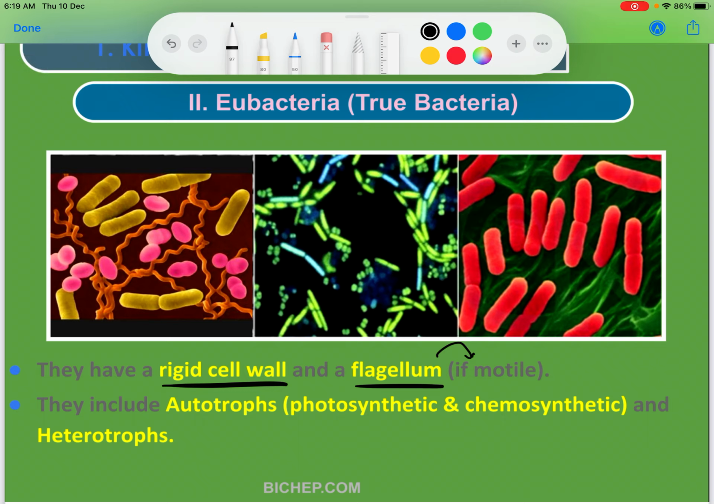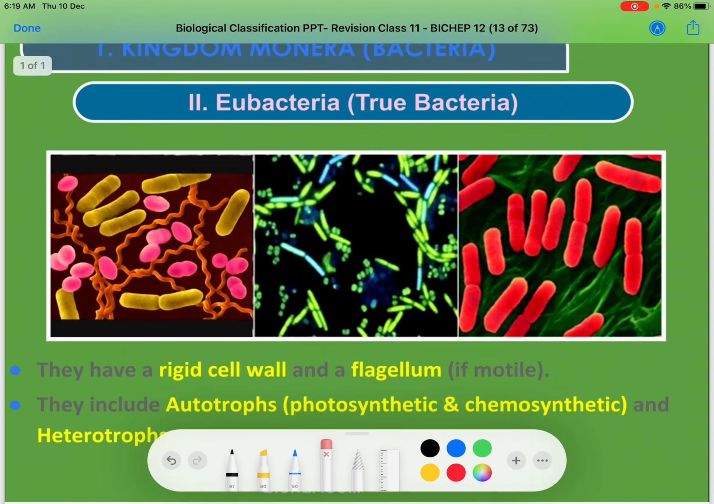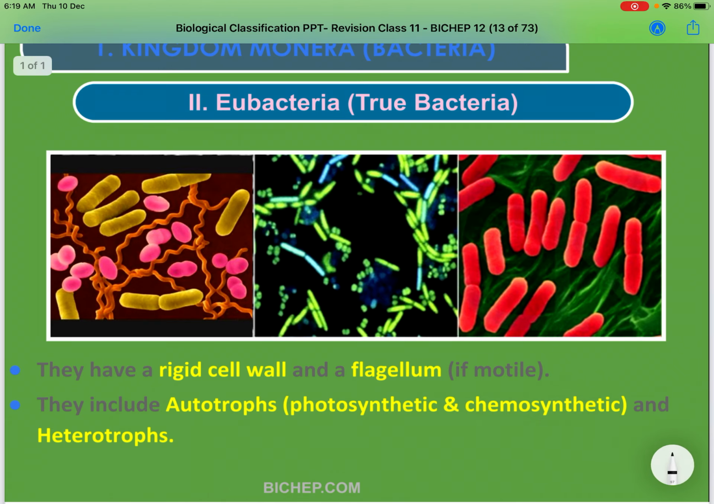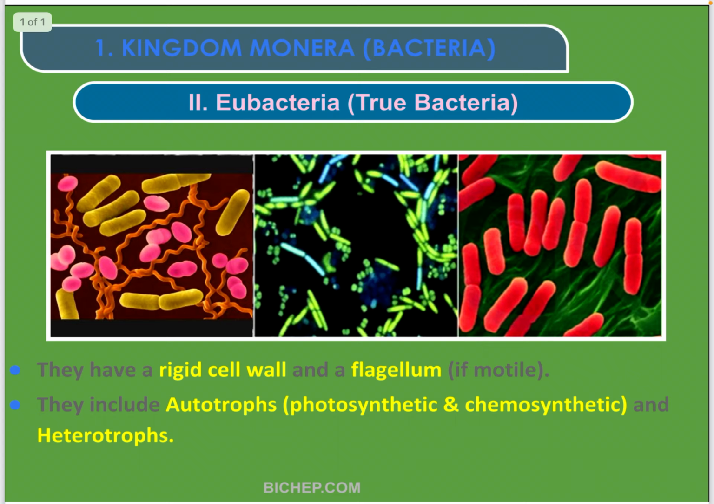They have basically two types. Number one, autotroph, either photosynthetic or chemosynthetic, and the other type is heterotrophs, which are depending on others for their food. So autotroph either photosynthesizing or chemosynthesizing, or they are heterotrophs. So these are the two basic types of the organisms. Please take the screenshot.